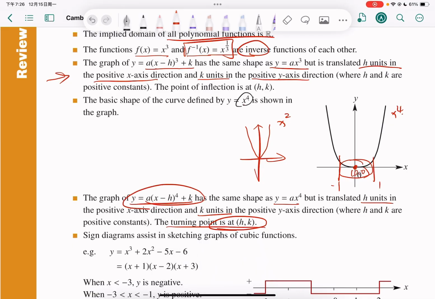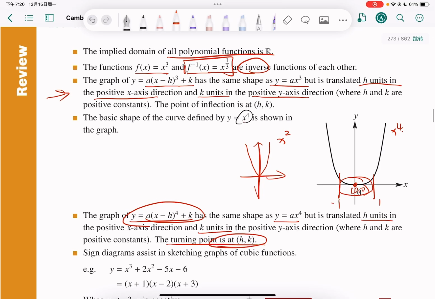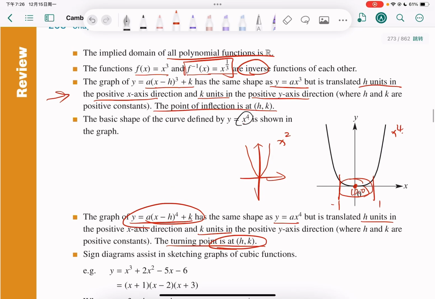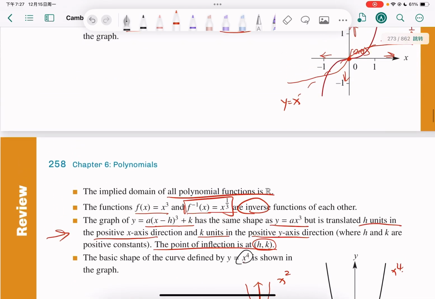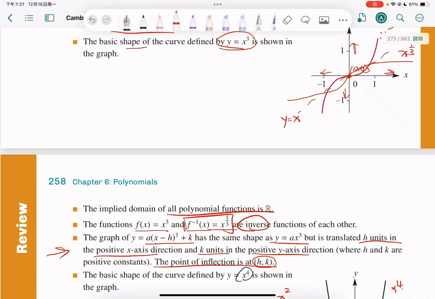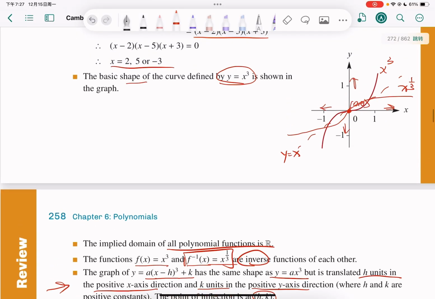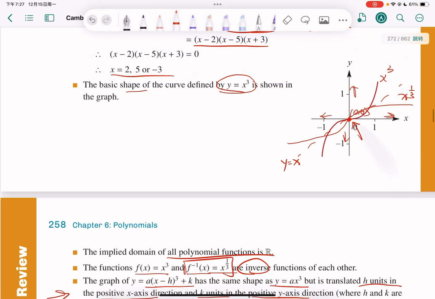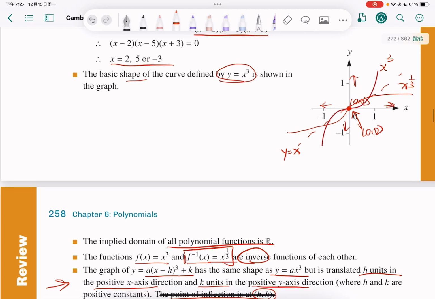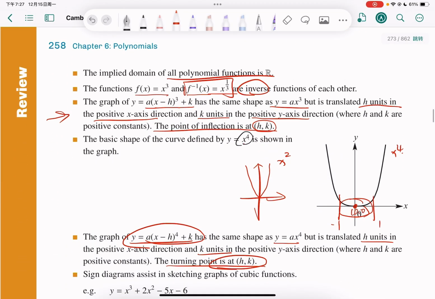And in the cubic function, I forgot to talk about it. The point h, k is a point of inflection, because the h, k in the normal x cubed graph is the 0, 0 point, which is indeed a point of inflection. Okay.